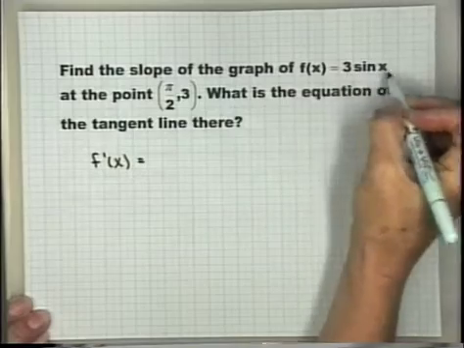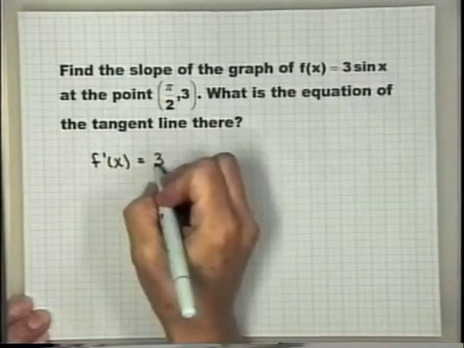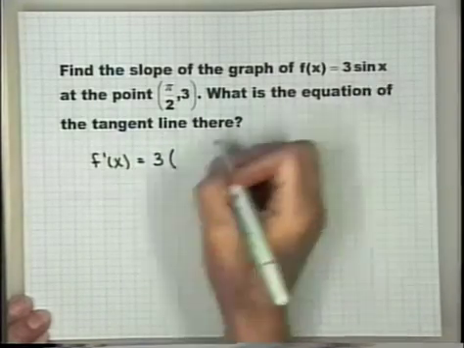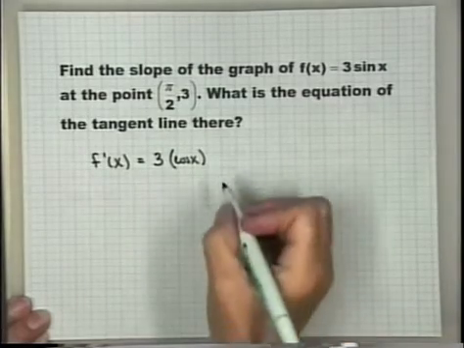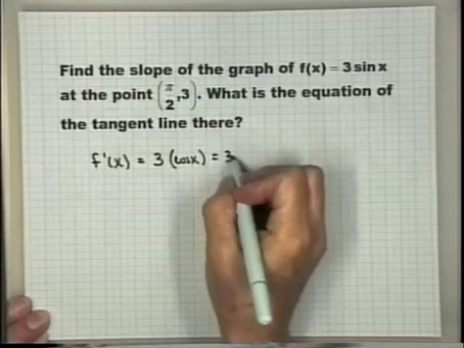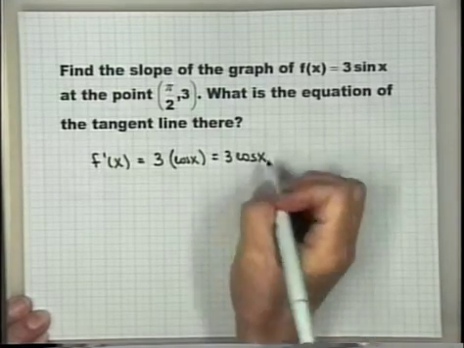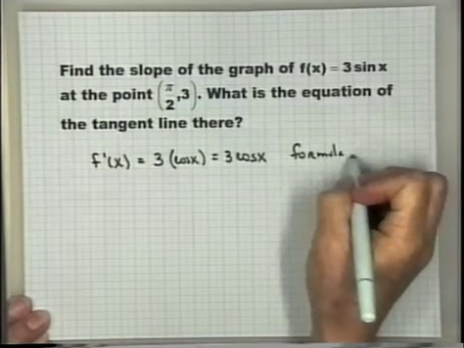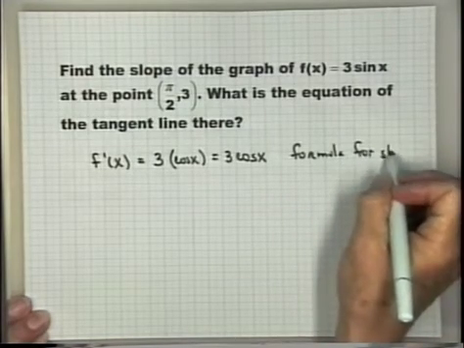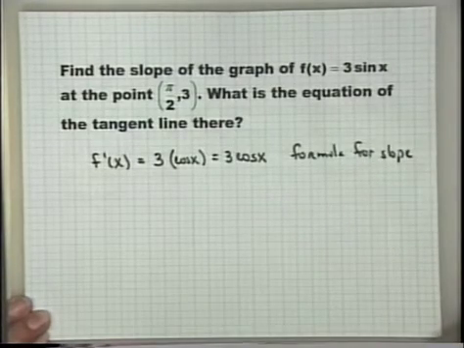You have a constant times this function, so your derivative is the constant times the derivative of sine is cosine x. I guess I didn't really need that parenthesis, but I put it in for emphasis. My derivative is 3 times the cosine of x. Remember, this basically is a formula for slope of the graph at any point.